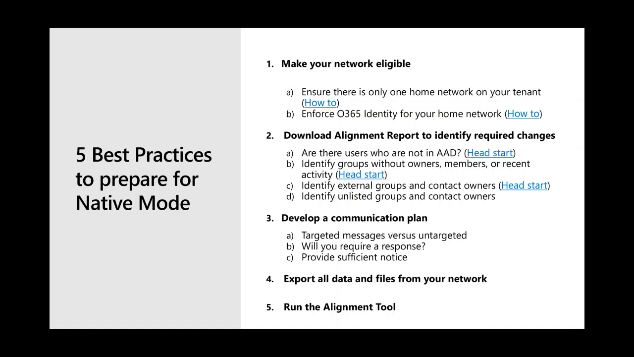Once you have the tool available, there is an alignment report that you can run, which will give you a list of all of the users who are not represented in Azure Active Directory. It'll tell you all of the groups along with their owners, memberships, or recent activity so that you know which groups will be connected and what needs to happen there. It'll also identify any external groups and the owners so that you can contact them to let them know that these groups will no longer be available. And it'll also give you a list of all of the current unlisted groups.